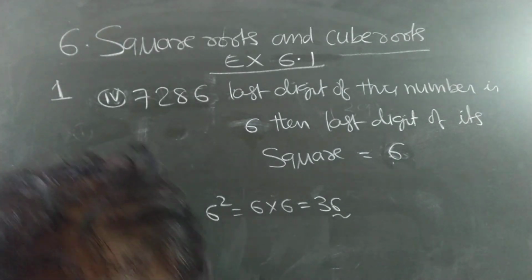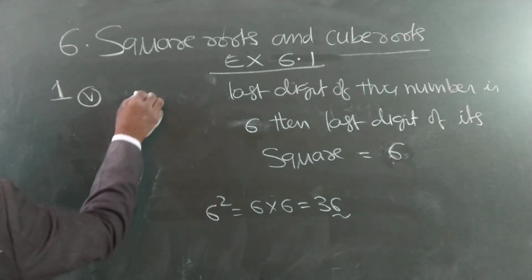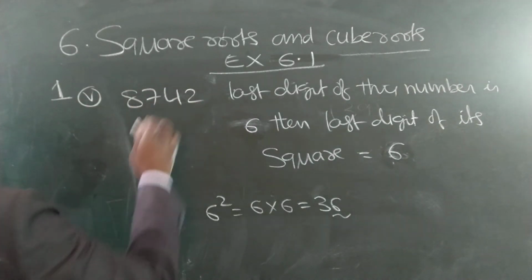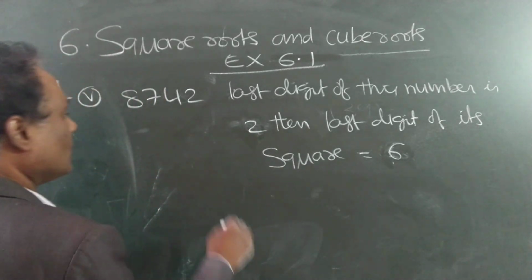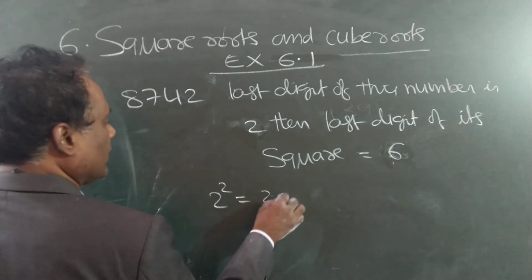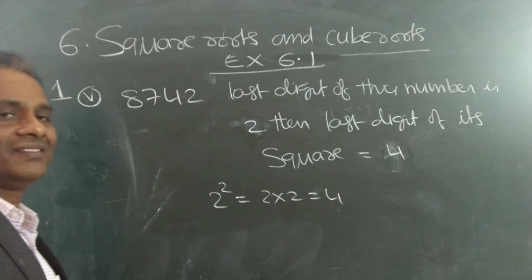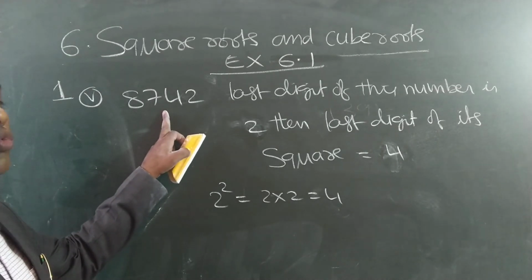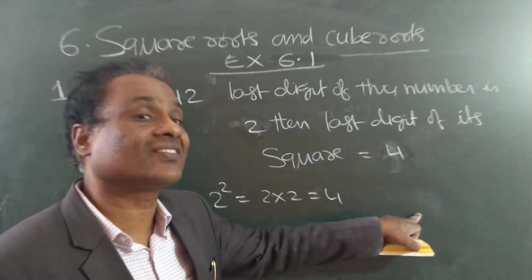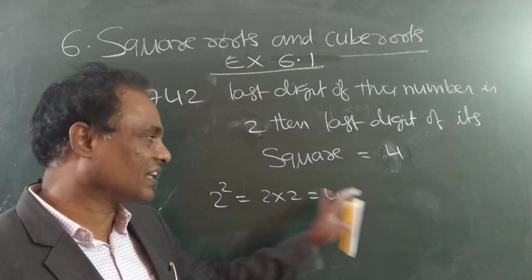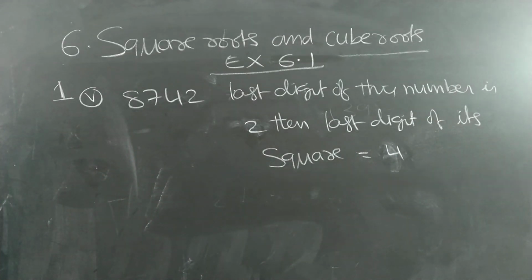Fifth bit, also do it. 8742. The last digit is 2. So 2 squared is 2 into 2, which is 4. The last digit of the answer will be 4. We are not finding 8742 squared. 8742 into 8742 gives a big number. In that, the last number will be 4 only. We will get so many numbers before that.